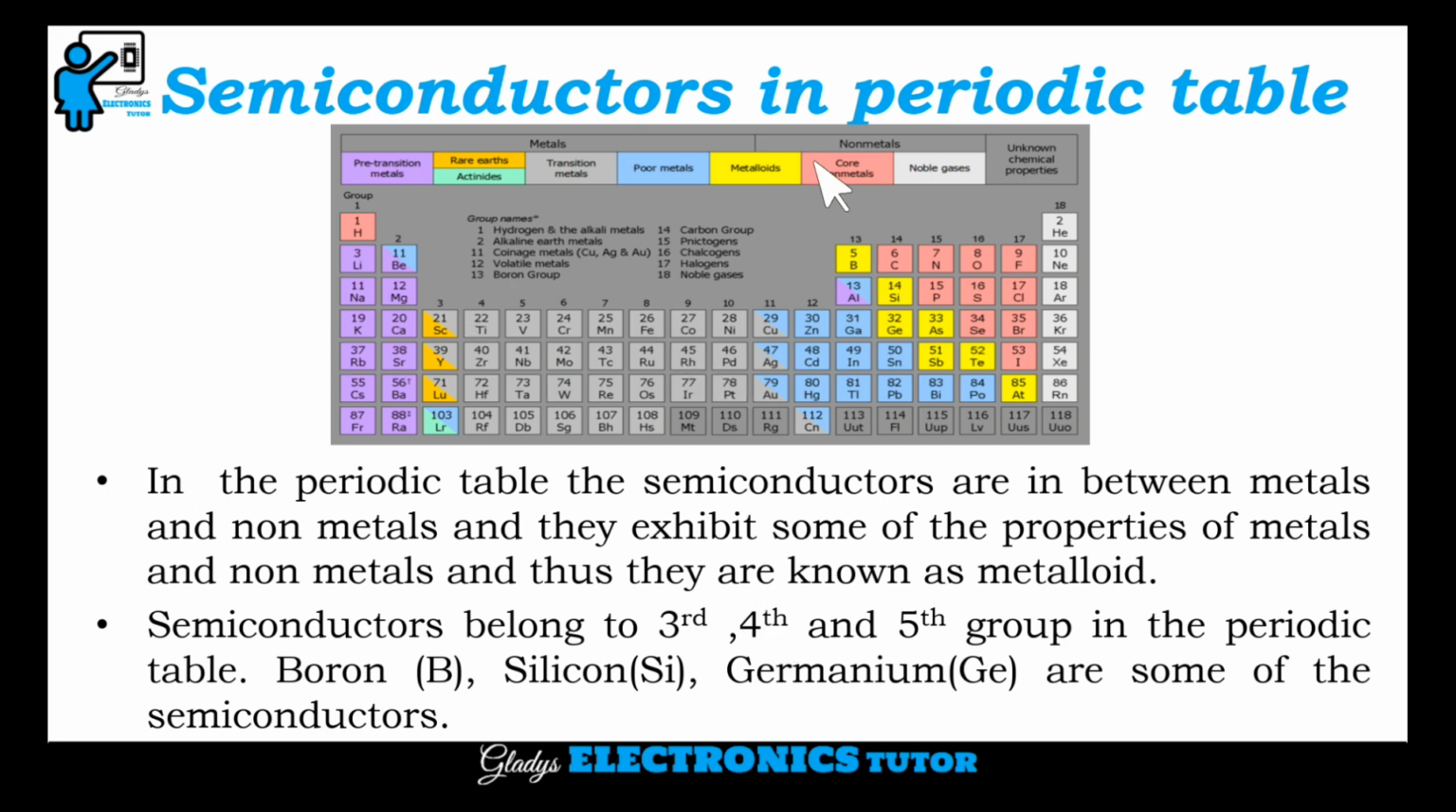So let's see about the semiconductors in the periodic table. In the periodic table, the semiconductors are in between the metals and non-metals. So they exhibit some of the properties of metals and non-metals, and thus they are known as metalloids. Semiconductors belong to third, fourth and fifth group in the periodic table. Boron, silicon, germanium are some of the semiconductors.